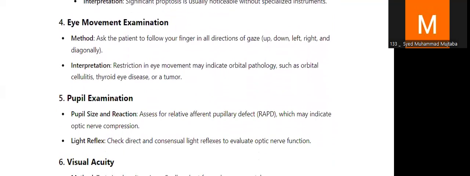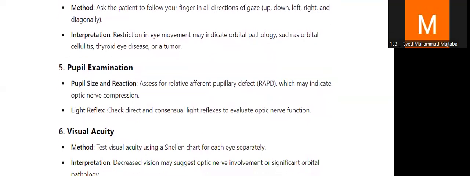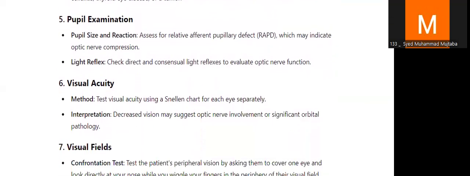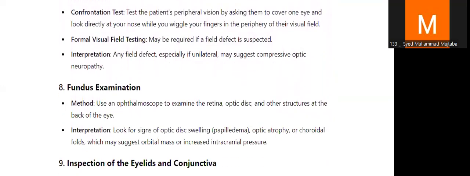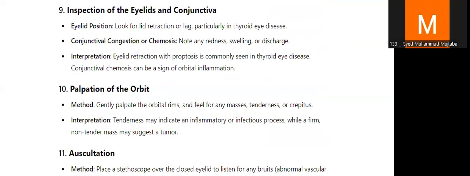This is the most important examination, and there's a phenomenon called the relative afferent pupillary defect. What happens in this defect is that whenever you shine light, the pupil generally constricts. However, in this case, instead of constricting, the pupil dilates, and there are 5 grades of the RAPD. Now, once again, you will be testing the visual acuity and the visual fields, and using an ophthalmoscope, you will be doing the fundus examination.